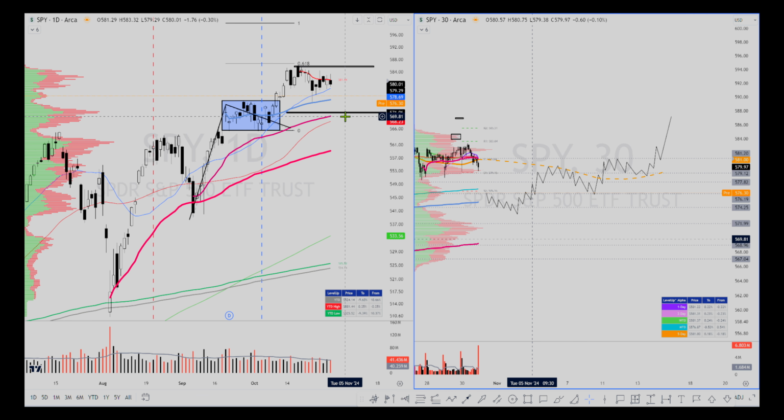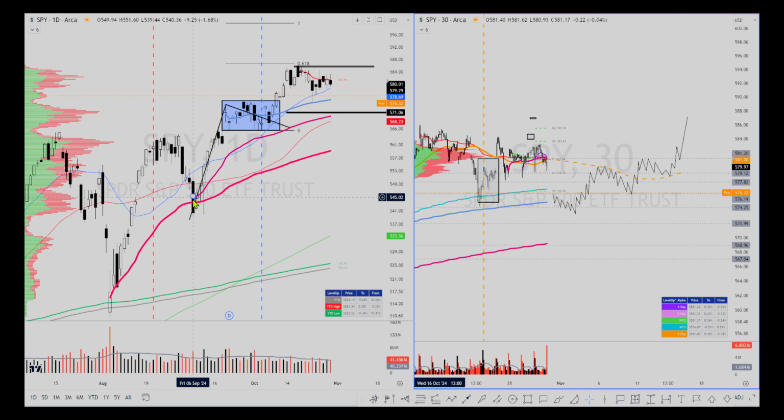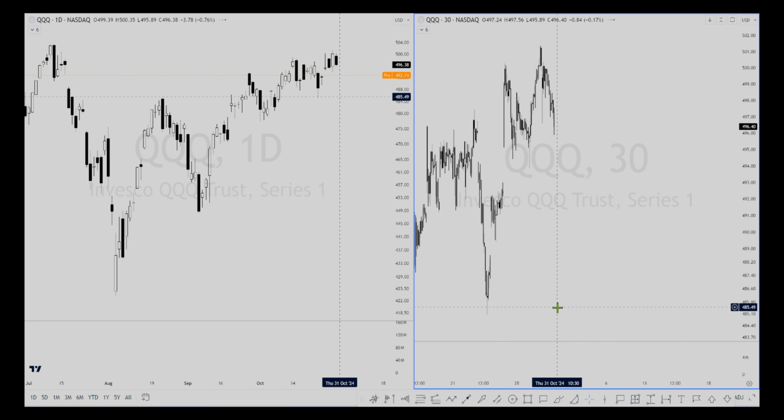Right? What's that 50-day moving average? 568. So we got this VWAP from this handoff low, 568, 570 on the daily, and 568 50-day moving average. So that's the SPY price action. Let's get into the Qs.